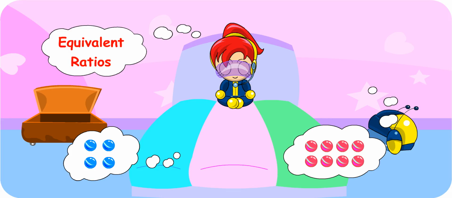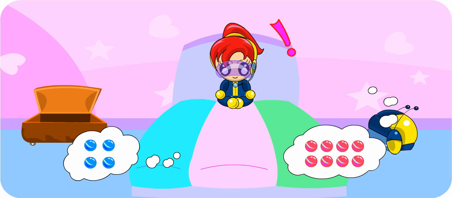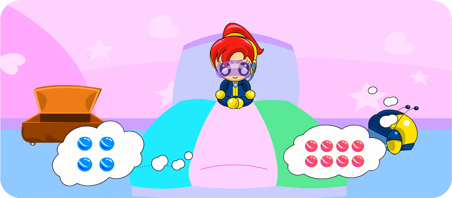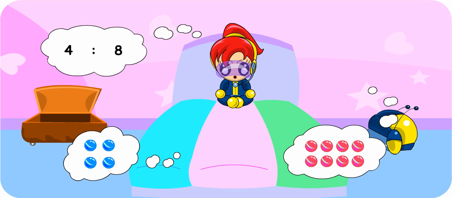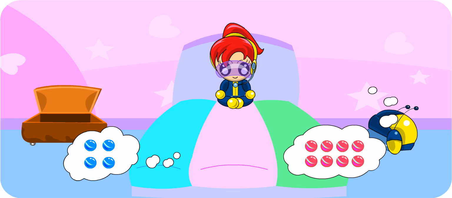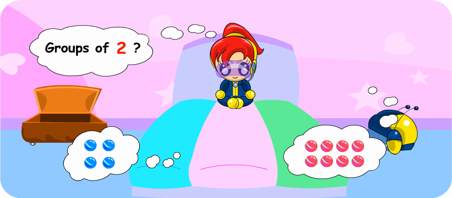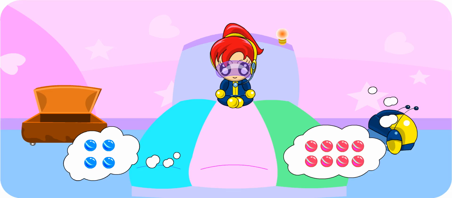Let's move on to equivalent ratios. Turbo Girl, what is the ratio of blue balls to red balls? The ratio is 4 to 8. Can you arrange the balls into groups of 2? Sure, that's easy.